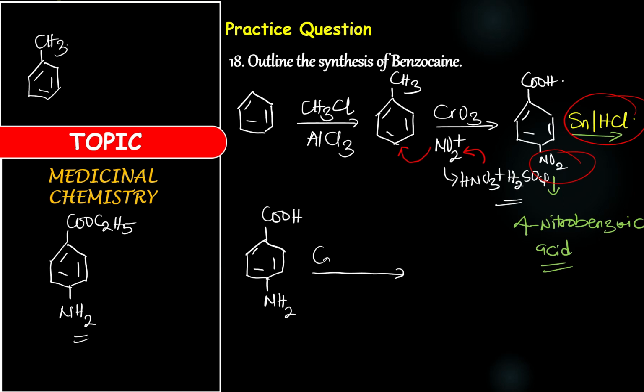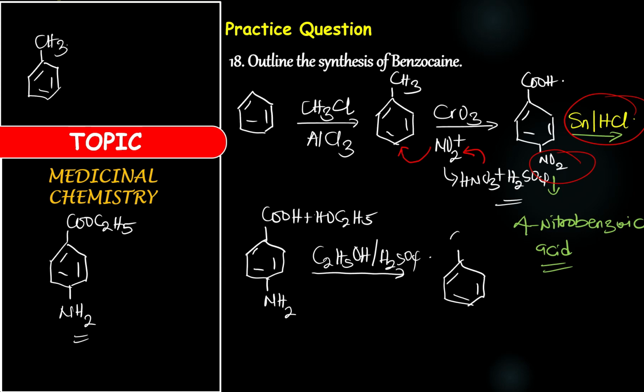Now, my dear student, how do you convert carboxylic acid to esters? It's by reacting with ethanol, with ethanol in the presence of H2SO4. So when you react this with ethanol, water will be eliminated. True or false? If you know your chemistry very well, this is like plus HO C2H5. Water will be eliminated, and then the final product will be your benzocaine.